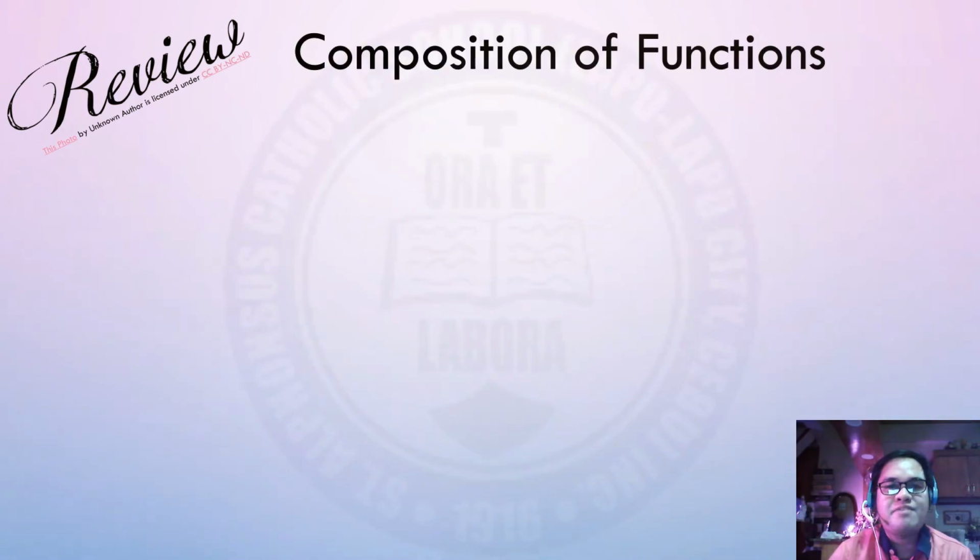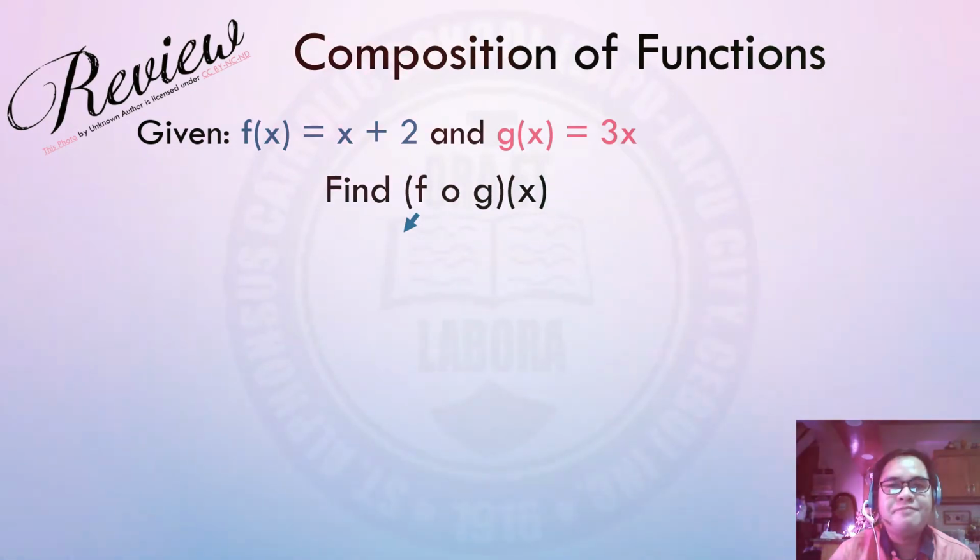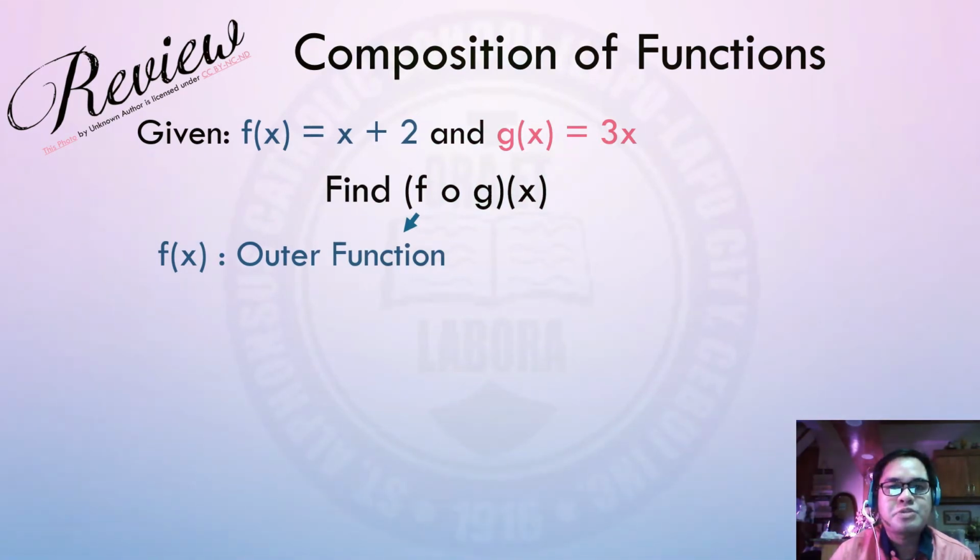So this time, let us have a review regarding the composition of functions. With a given, f of x is equal to x plus 2 and g of x is equal to 3x. Find f circle g of x. We have to identify the outer function, which is considered as the main function, and the inner function as well. The outer function in the notation f circle g can be found at the left side, which is f. So, f of x is our outer function. And the inner function in the notation f circle g can be found at the right side, which is g. So, g of x is our inner function.